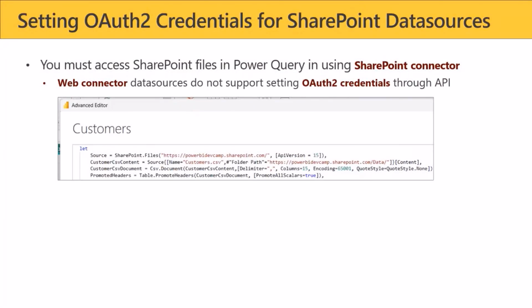So if you want to set OAuth credentials for something in SharePoint, the first step is you cannot use the web connector, which is unfortunate because I was taught, if you're going to a SharePoint file, prefer the web connector over the SharePoint connectors because they can be more performant. But unfortunately, the web connector, while it supports OAuth2 credentials, doesn't support setting them programmatically. So if they need to be set programmatically, you have to move from the web connector to the SharePoint connector. You can get the same thing done. Maybe it's a new way of doing things, but if this is important, there is a way to get it done.